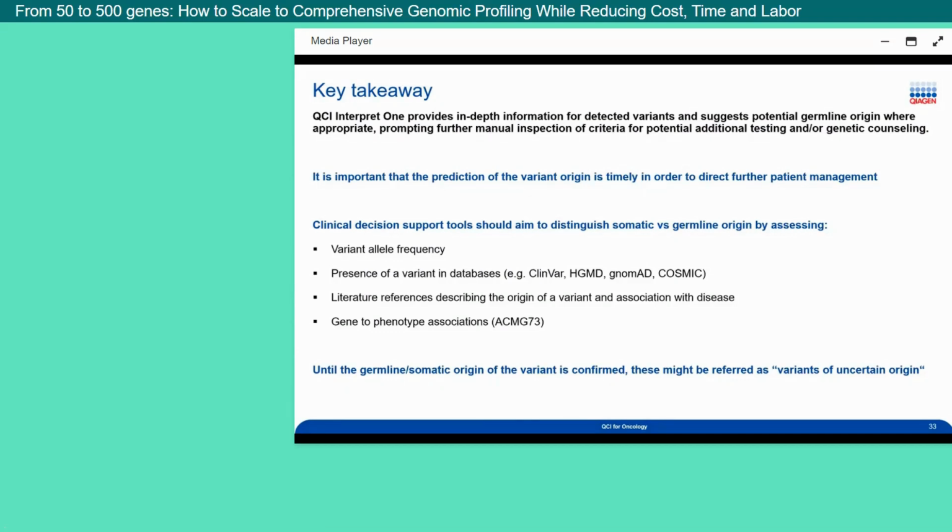Clinical decision support tools should aim to distinguish somatic versus germline origin by assessing the variant allele frequency, the presence of a variant in databases, literature references describing the origin of a variant, relevance to the presenting tumor, and utilizing all 28 ACMG criteria to point to a causative relation with respect to the tumor setting.